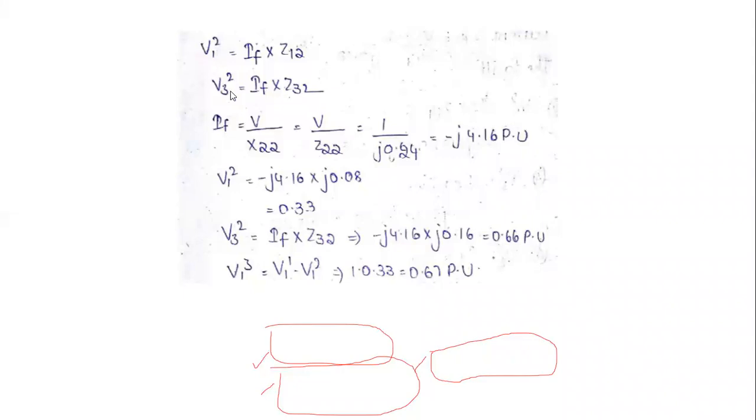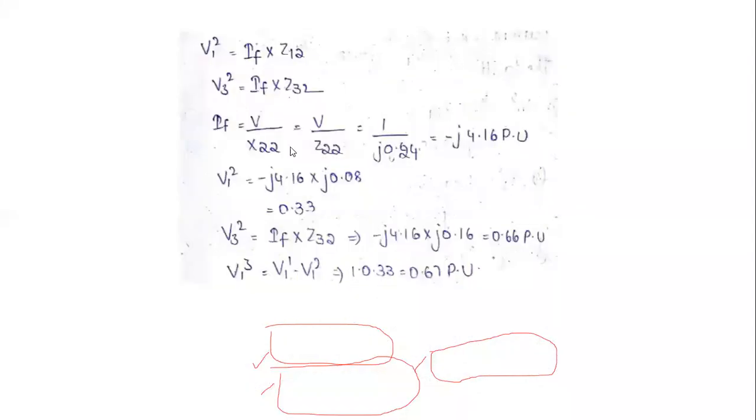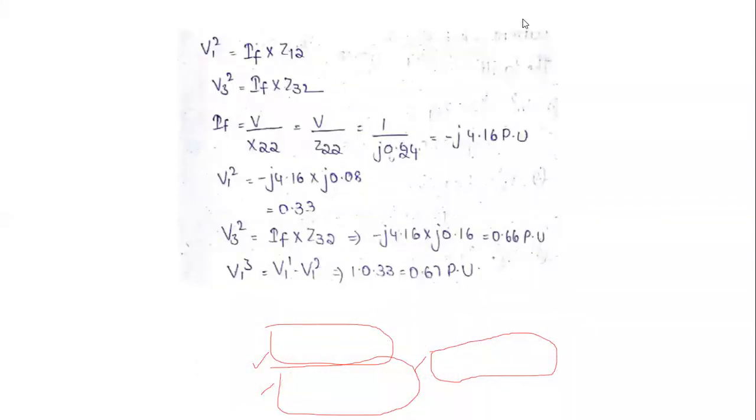V1 square means the voltage during fault condition. During fault condition, the voltage at bus 1 is equal to IF into Z12. IF is the fault current and Z12 is the element between bus 1 and bus 2. Similarly, write the formula for the voltage at bus 3 during fault condition.